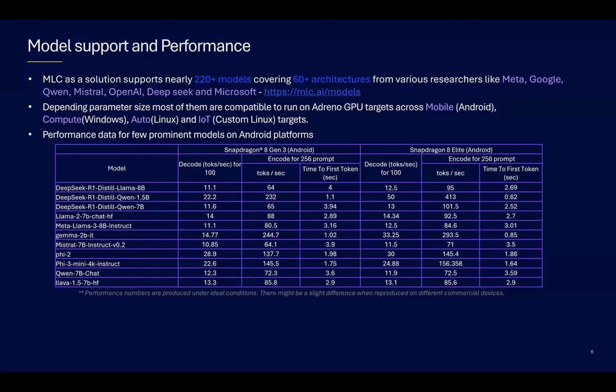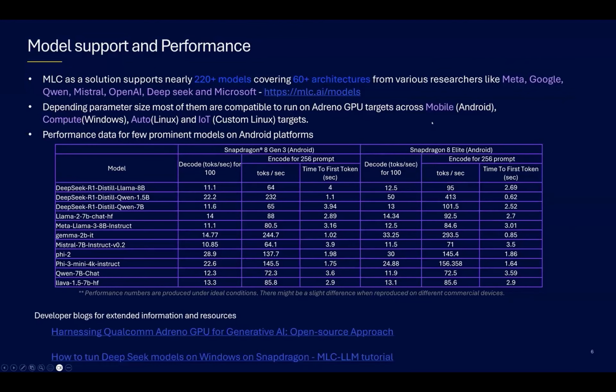And there is a column that will tell you how quickly the model can start emitting an output when given a 256 sized prompt. So here are a few of the blocks. I think I already listed them in the previous slide also, since these blocks will tell you how to get started with running these models on Adreno GPU.